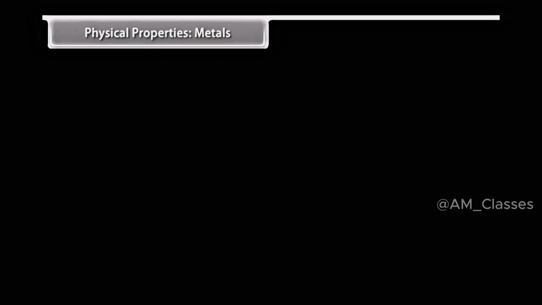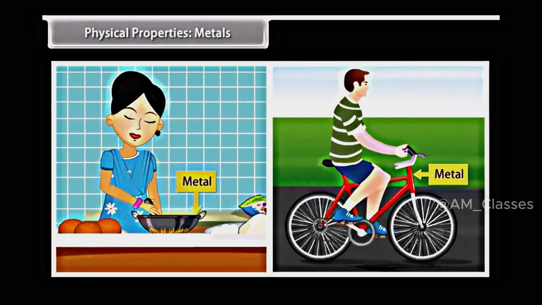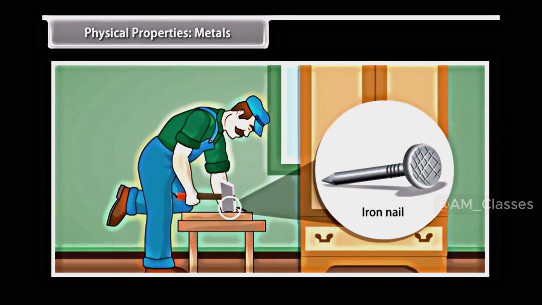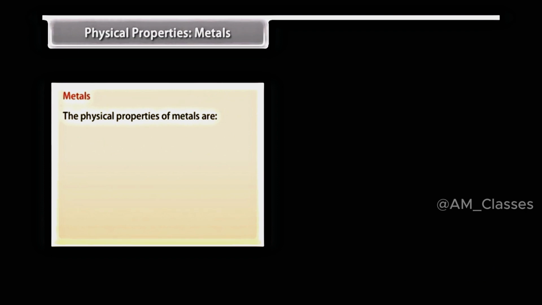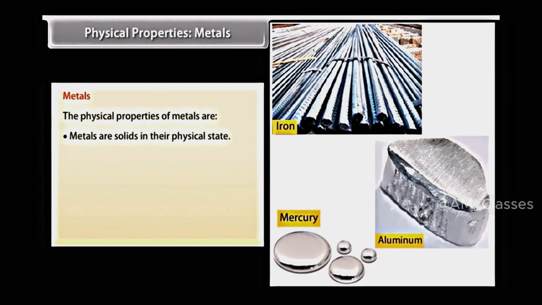Physical properties. Metals. You come across a lot of metals and nonmetals in your day-to-day life. For example, the hammer that you use to fix nails is a metal. The nail made of iron is also a metal. Let us look at the physical properties of metals. Physical state. Metals are solid at room temperature, for example, iron and aluminium. Only mercury is a liquid metal.